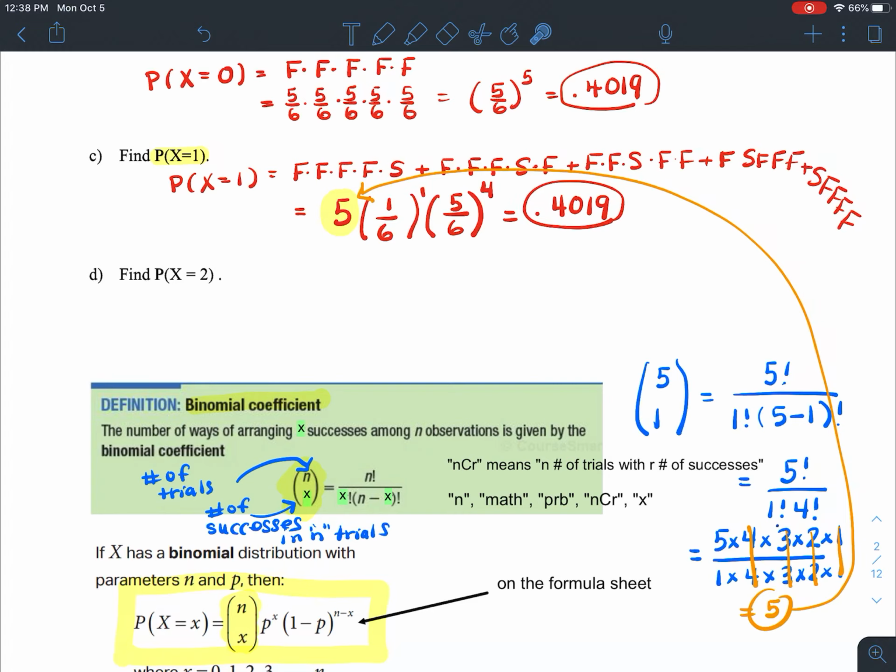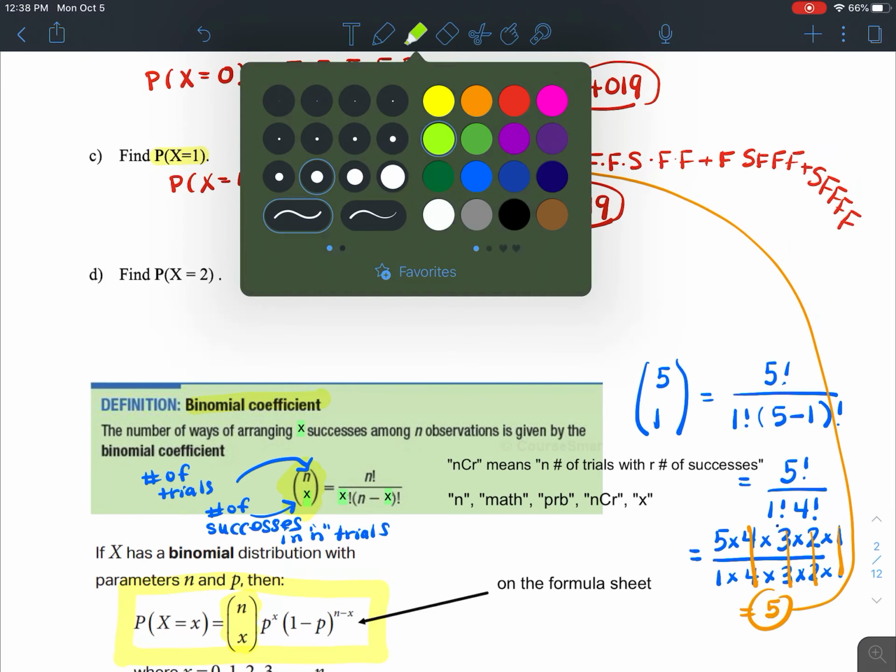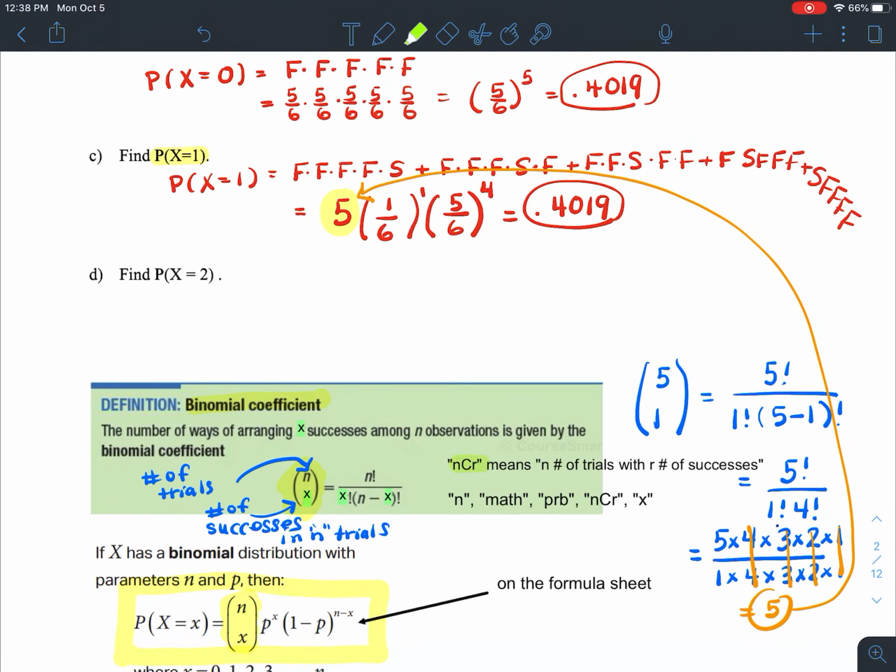Now there's a slightly quicker way here on the calculator. There is a feature called nCr. Where that's located and how it works is, the n is still the number of trials. So what you would have to type in first is the number of trials. In this case, you'd type a 5.